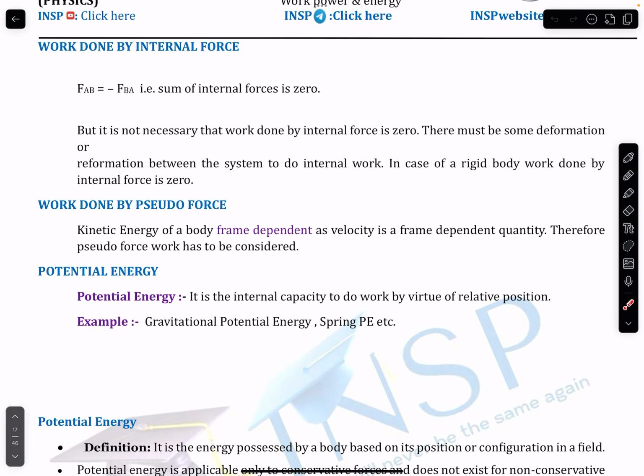Work done by internal forces. Just see here, internal or external is completely your choice. ठीक है ना. See, the resultant of these two forces will always be in terms of an action-reaction pair, so their net force will be zero, but the work done by these internal forces may or may not be zero. Spring is one such example. All right.